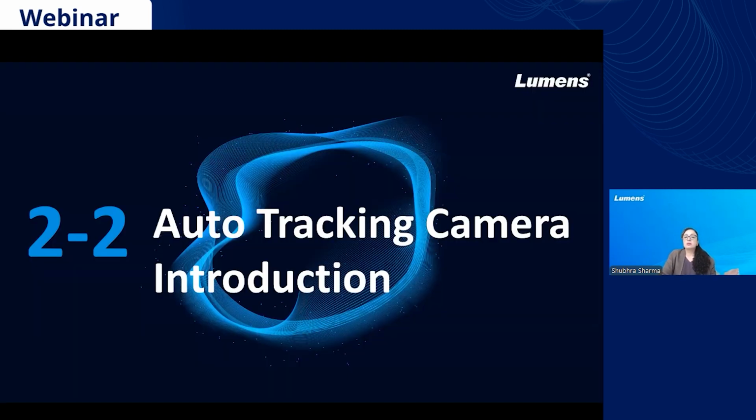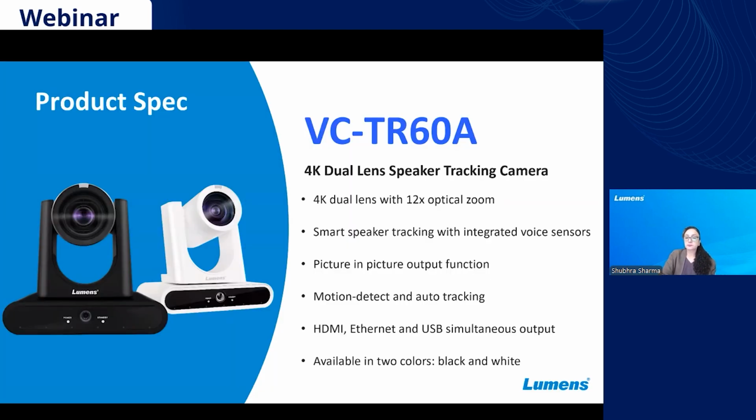So that was all about the CamConnect, and the last thing for the webinar today to update you all is on the VCTR60A, which is a true 4K 12x voice tracking camera. It has multiple outputs, that is HDMI, USB, and Ethernet. All the ports can be used simultaneously. It comes with 2 cameras, one panoramic and one PTZ, and you can have that PIP feature. PIP in the sense that through the panoramic, you can have the complete view of the room. Parallelly, the active speaker image can also be viewed. So 2 images can be made as a PIP.